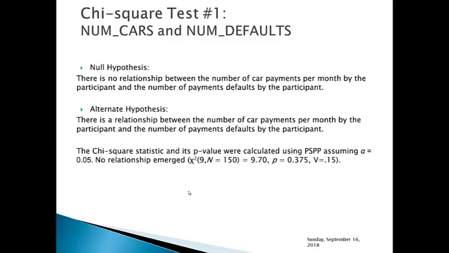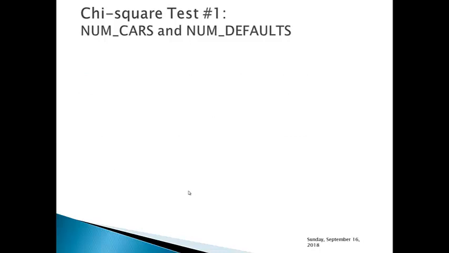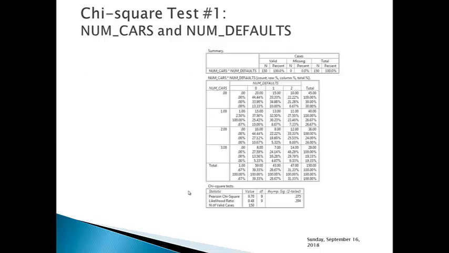The chi-square statistic and its p-value were calculated using PSPP, assuming alpha is equal to 0.05. No relationship emerged in this test. So we have the degree of freedom being 9, the n is 150, and the chi-square outcome is 9.70. The p-value is 0.375. We are now showing the chi-square graphical results of the test shown for test number 1, num_cars and num_defaults.